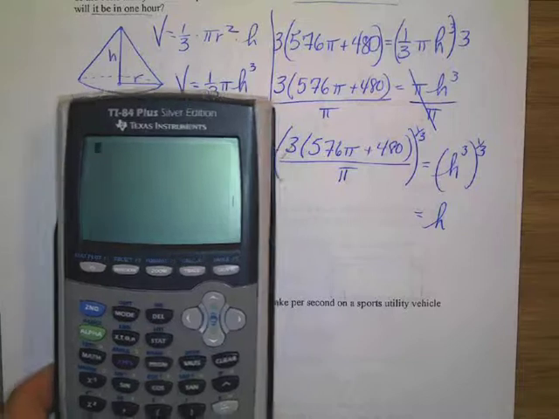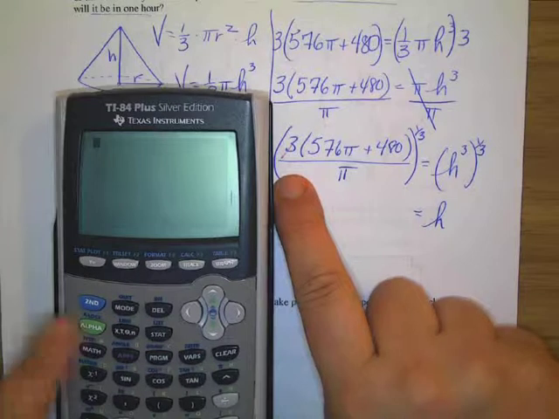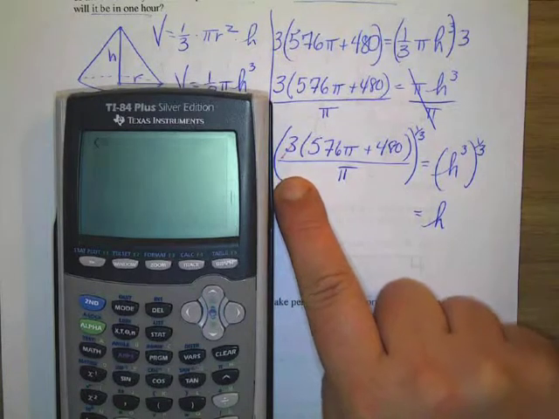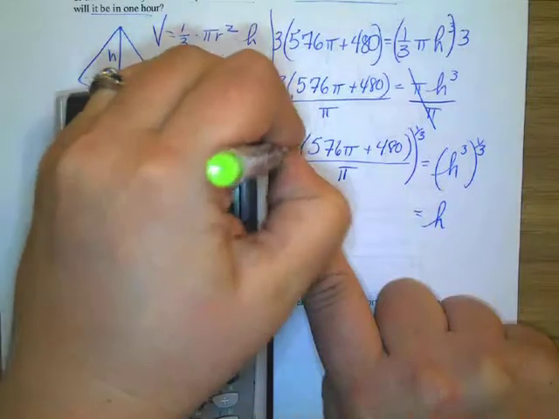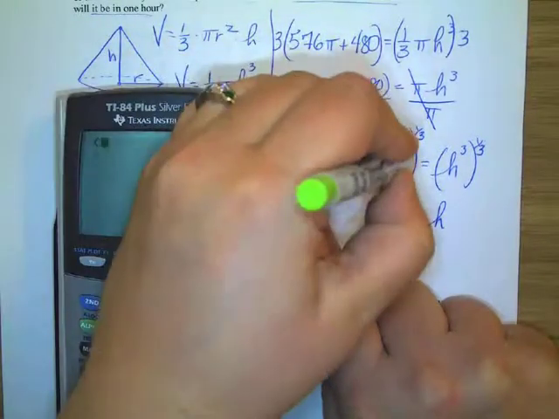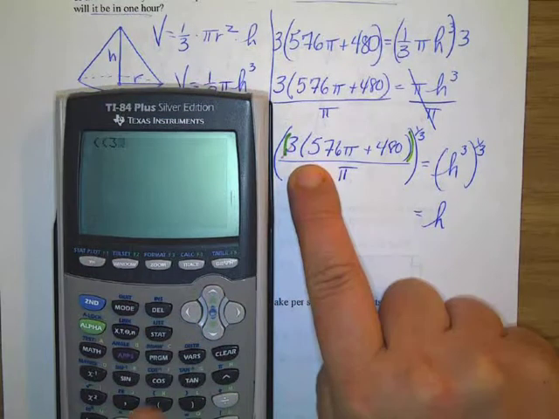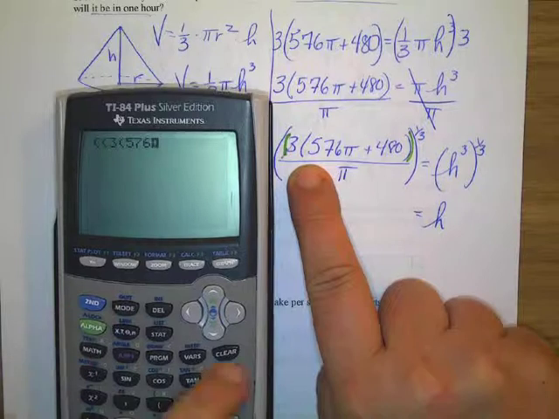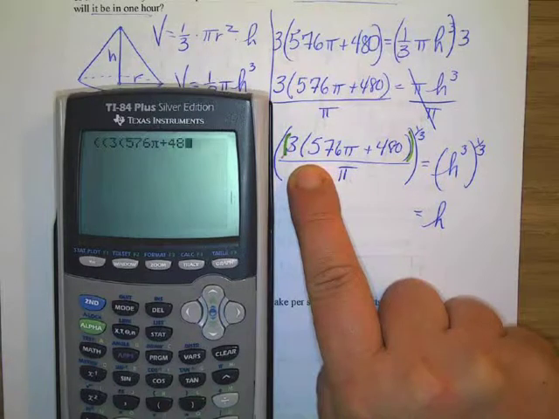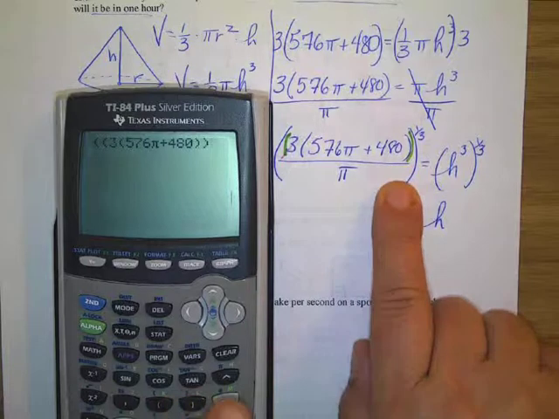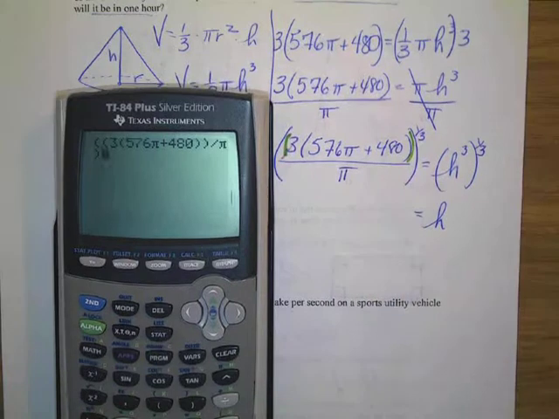So, I need this big parentheses around the whole thing. And because we're talking about a fraction, I also need a set of parentheses around the numerator, yes? So I'm going to have parentheses 3. What comes after the 3? Parentheses 576 pi plus 480, close that parenthesis, close the top, divide by pi, close the whole thing.